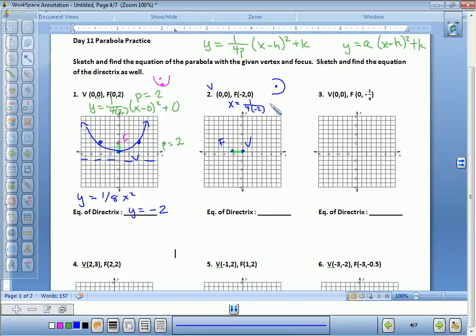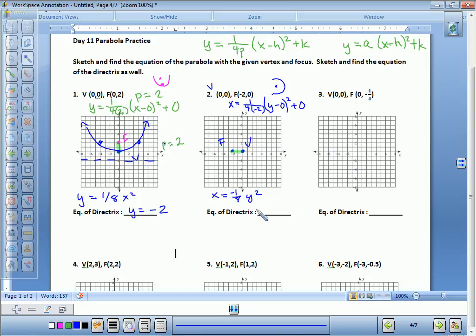-2, because it's left 2. And this time it's y minus the y value squared, and the x goes at the end. But the vertex is at 0, 0, so that doesn't make any difference. So the equation for the parabola is x equals -1/8 y squared.